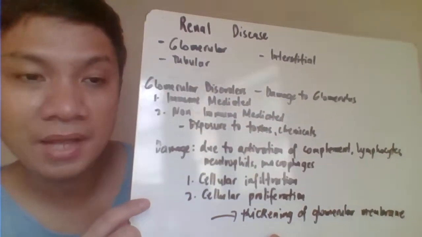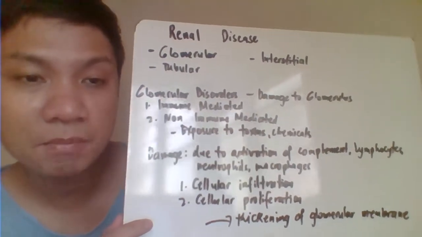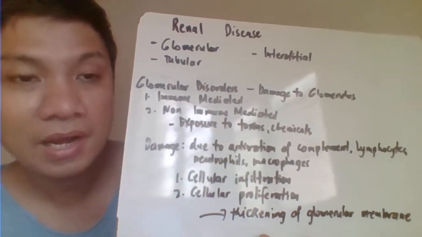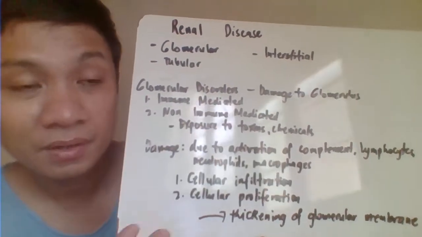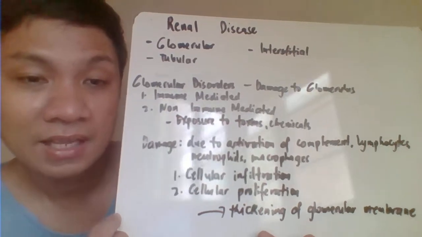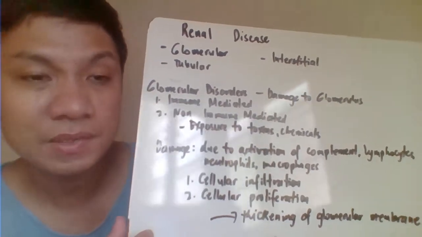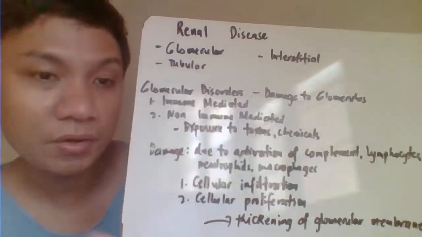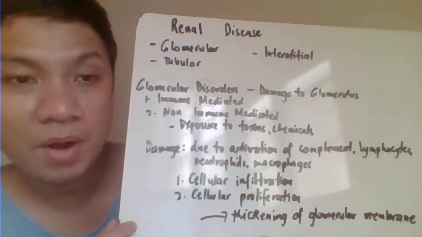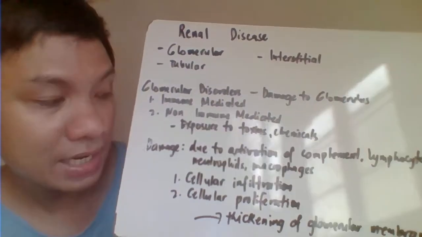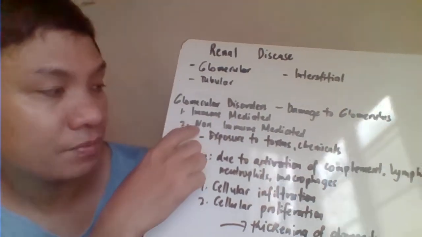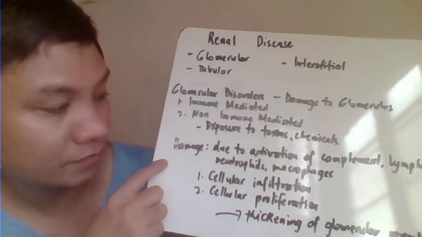Okay, then another one, it could also be related to non-immunologic disorder. Glomerular disorder may be caused here by some condition where the patient has been exposed to toxic substances. It may be a toxin or even chemicals which try to damage your kidney, your glomerulus specifically, and that becomes non-immune mediated.